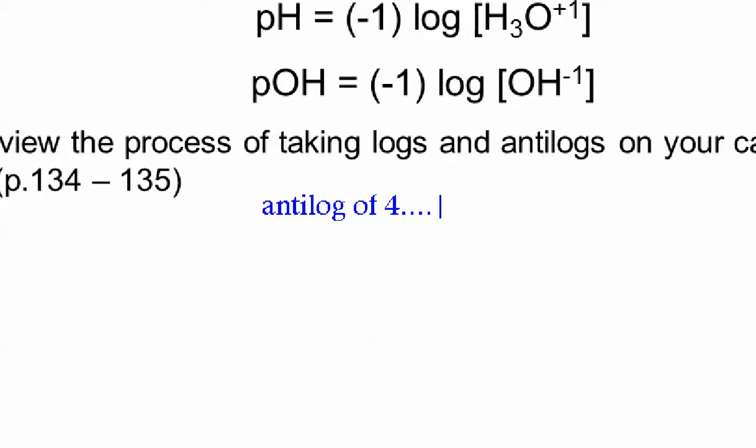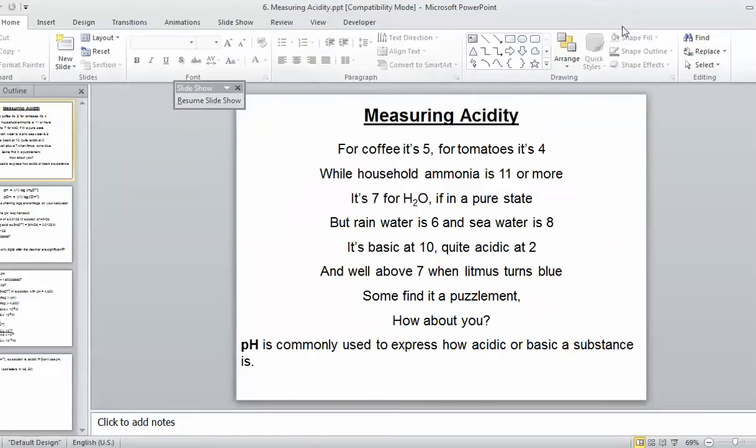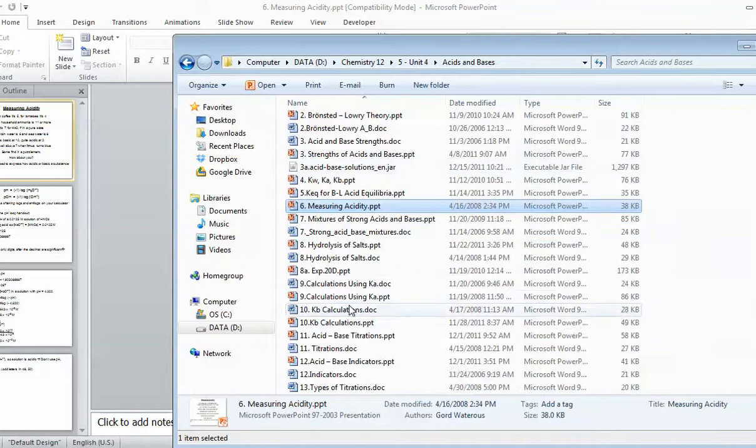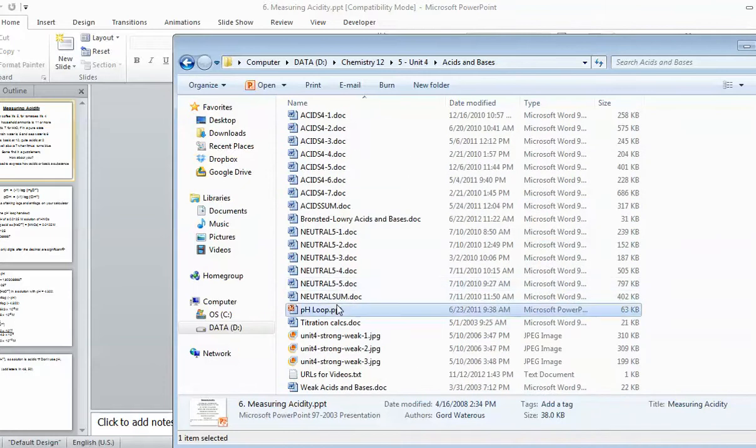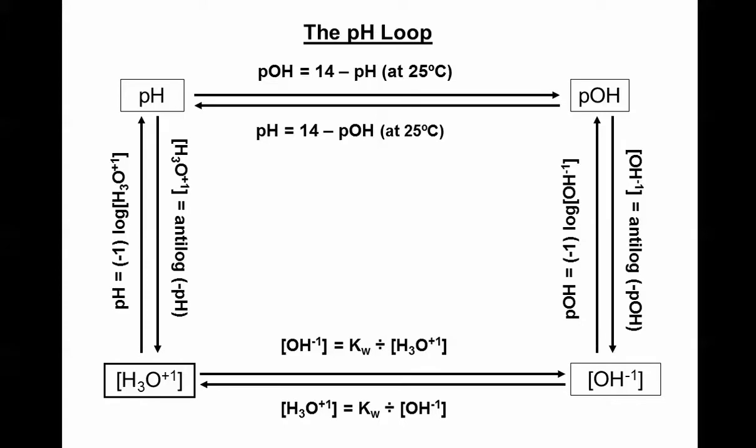Okay, so hopefully the anti-log of 4 you got was 10,000. Because again, anti-logs are just 10 to the power of, and so that would be the anti-log of 4. Right. So hopefully you know how to use log and anti-logs on your calculator. The other thing you're going to be using today is the pH loop handout. Let me open it up for you just a sec. It looks something like this. Okay, and what happened there?